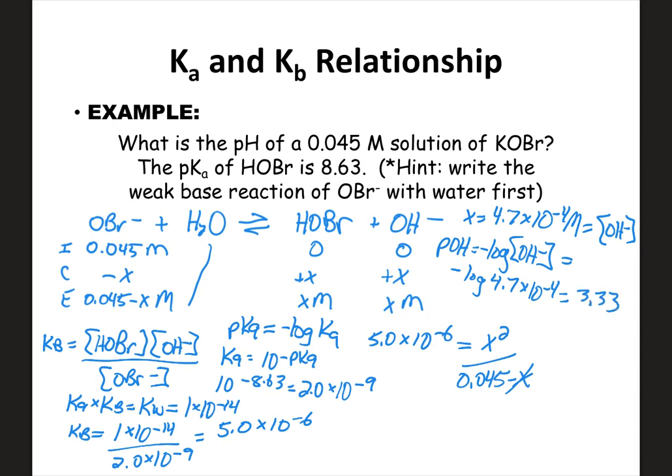3.33. We know this answer would not make sense here as being our pH because this is in the acidic region and we have a base here. So remember here, pH plus pOH is equal to 14. So 14 minus 3.33 is going to give us our pH, which is 10.67. This makes much more sense here because this is in the base region, which is what we're looking at. We're looking at a base here, so we should get a number that's above 7.